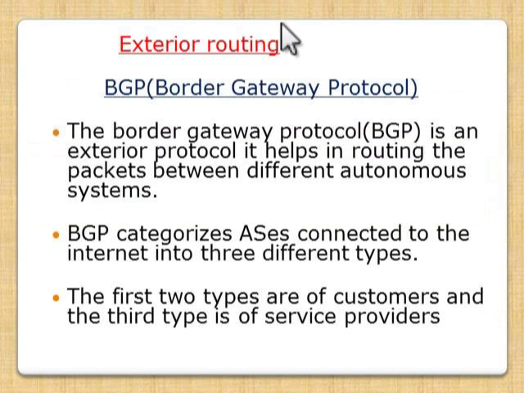Now the exterior routing. Exterior routing includes BGP, the Border Gateway Protocol. The Border Gateway Protocol is an exterior protocol. It helps in routing packets between different autonomous systems. BGP categorizes autonomous systems connected to the internet into three different types. The first two types are customers and the third type is service provider.